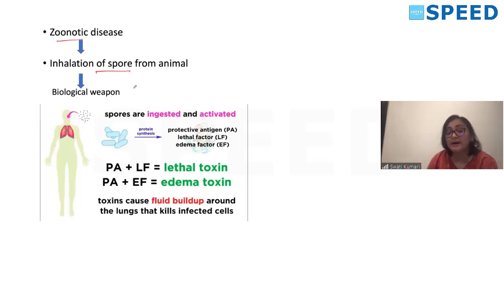It is used as a biological weapon. The spores of Bacillus anthracis can be used as a biological weapon. It also can be ingested. Okay, another mode of transmission is through ingestion. It has lethal factor, it has edema factor.